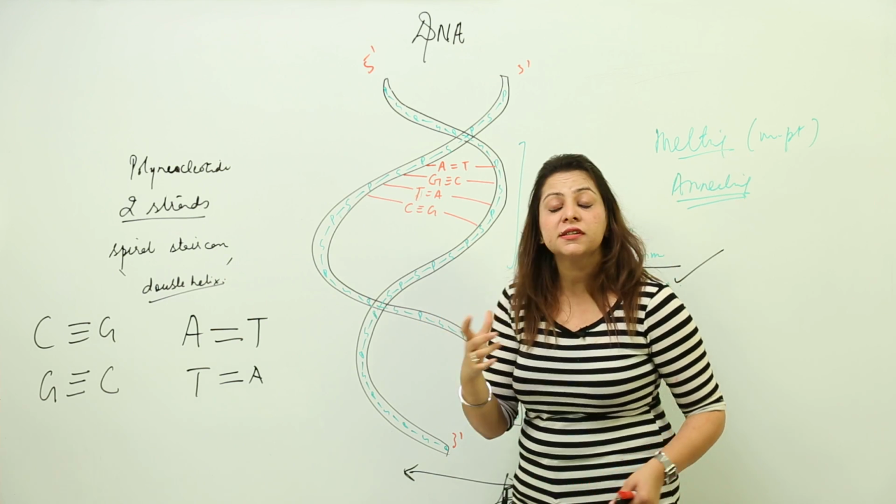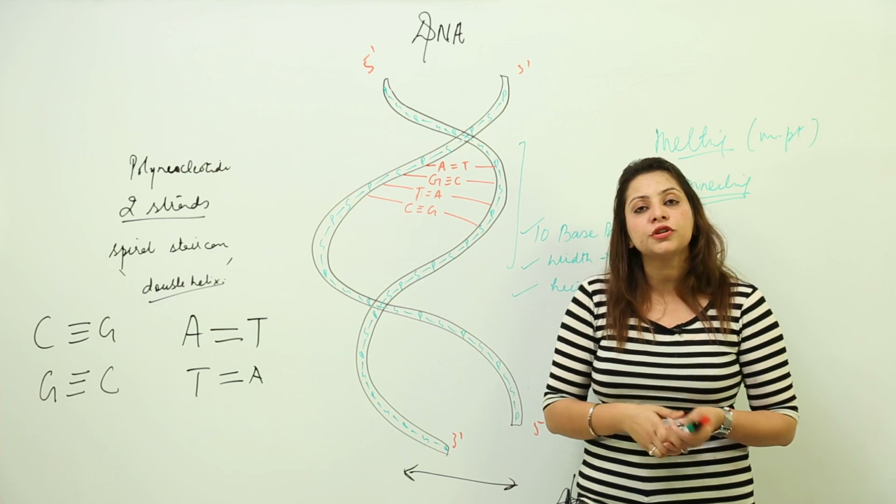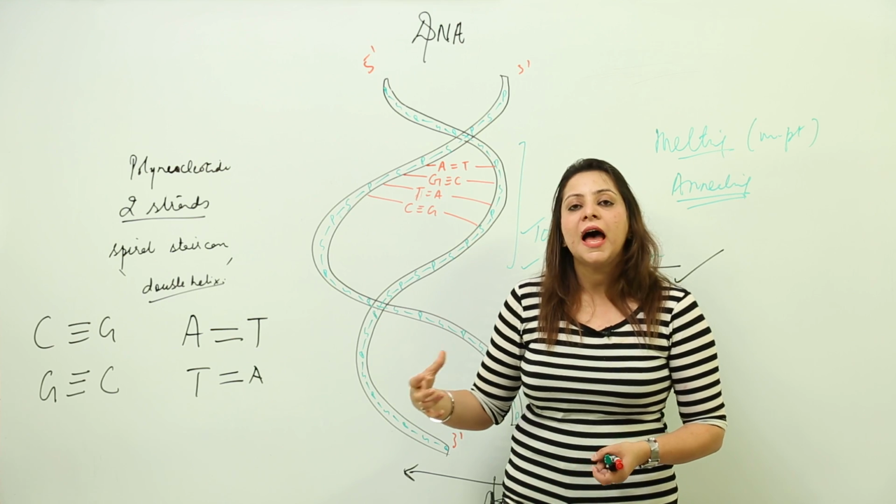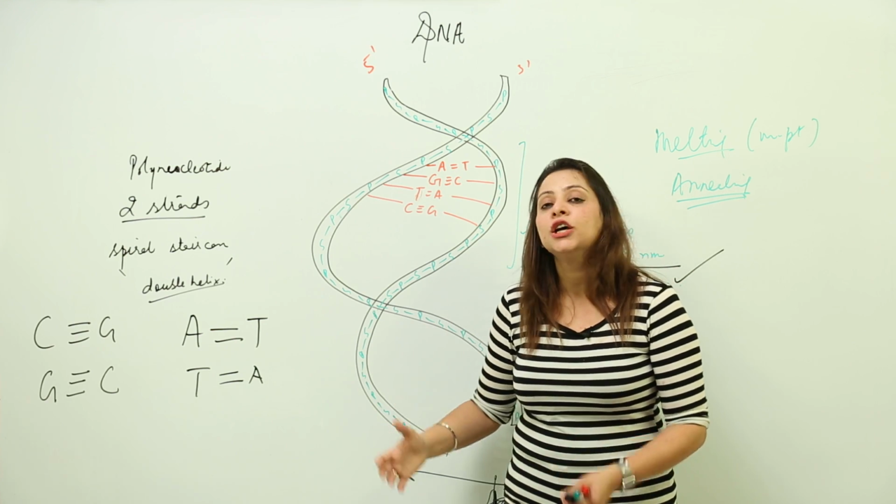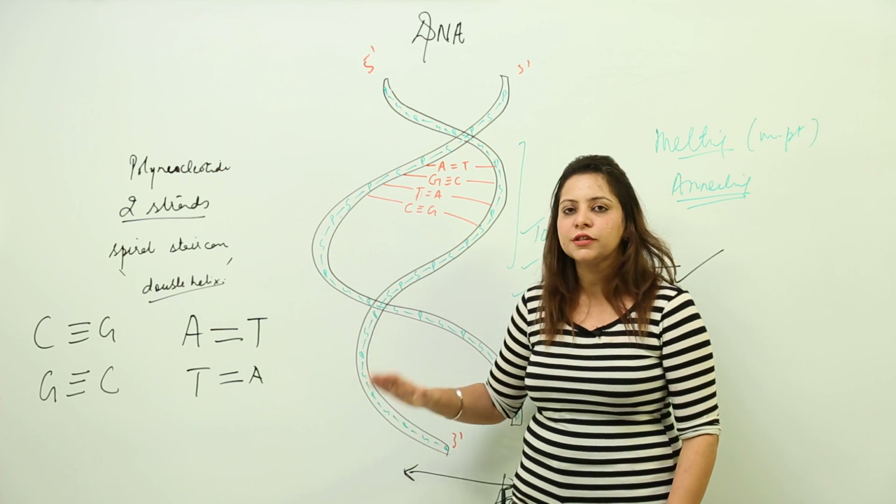We will see that melting and annealing play an important role in the biosynthesis of proteins and the transfer of hereditary characters. We will discuss that. So this was the Watson-Crick model. So just look at the board carefully.